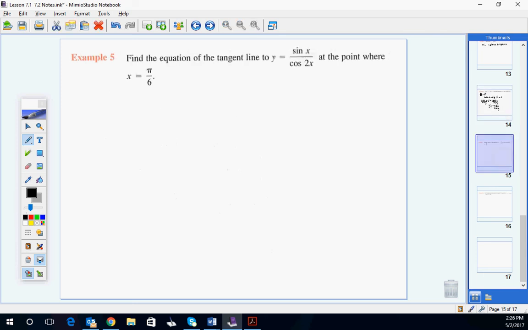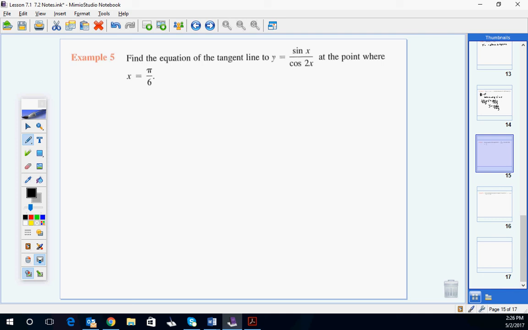So I want you to focus on this one. I want you to think about what is it asking you? What is it asking you? Find the equation of the tangent line to y equals sine x over cosine 2x at the point where x equals pi over 6.